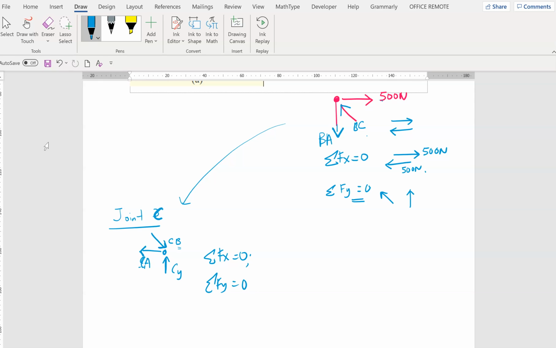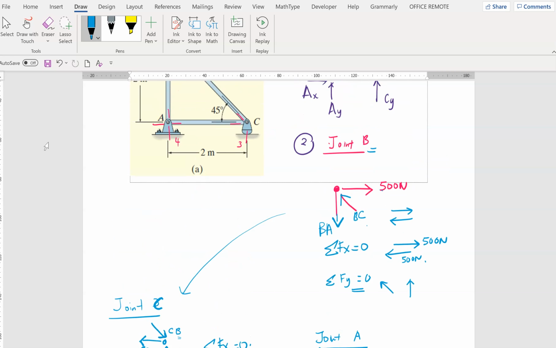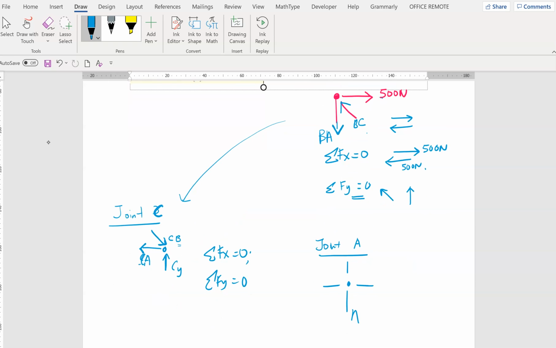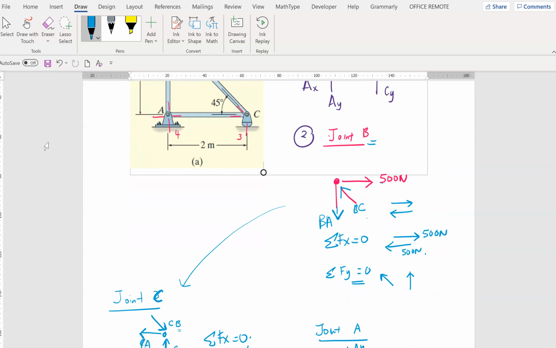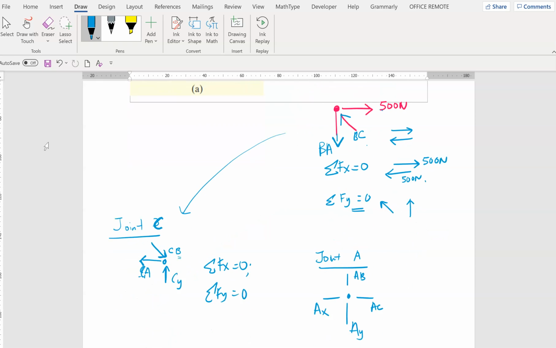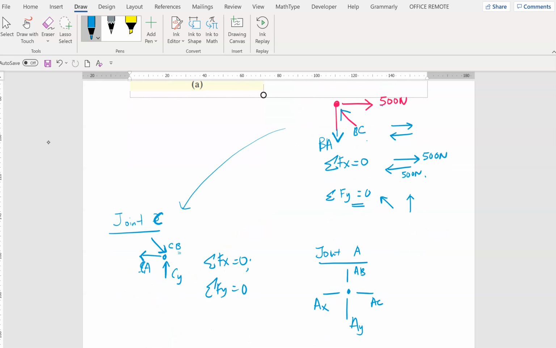Okay, now let's repeat the whole thing for joint A. We have some hints here now. So joint A has got 4 that you don't know. From there, this is your AY, this is your AX, external. And this would be AC, and this would be AB, right? So AB and BA is the same. So where is BA pointing? BA is pointing at tension, this away. So this will also be away.